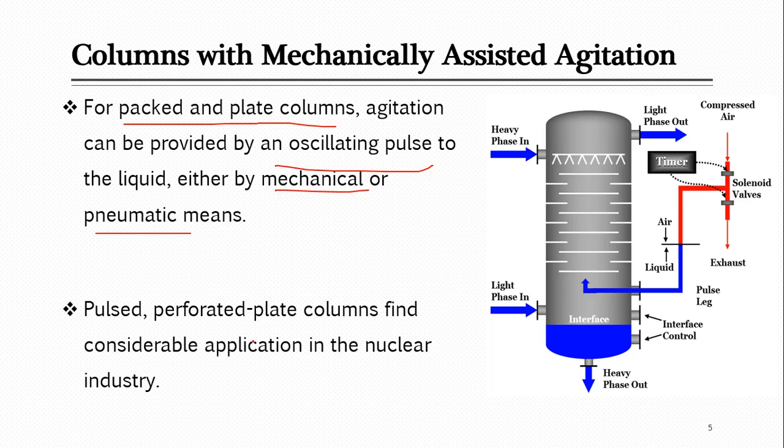The perforated plate or sieve plate column we have seen yesterday, and sieve tray or perforated plate columns are used for liquid extraction. Pulse perforated plate columns are usually used in the nuclear industry. When you have plates in the tower, if you remember from the last lecture, out of all the systems we discussed yesterday, that was considered the best system. It provides much better contact and mass transfer between the liquids, and that gives better liquid extraction.